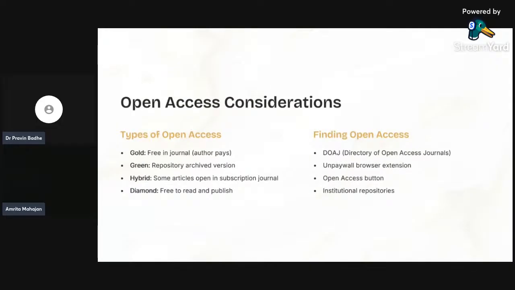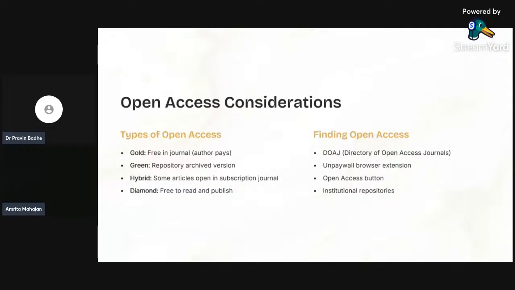And there are open access considerations. There are types of open access. Gold is free to read in the journal, but the author has to pay. There is green open access, there is hybrid, and there is diamond. Diamond is free to read and publish. For hybrid, some articles are open in a subscription journal, and some charge an APC. And green is a repository archived version.